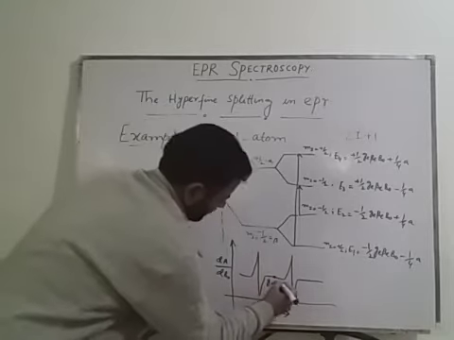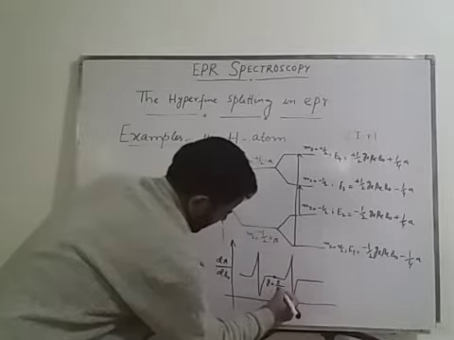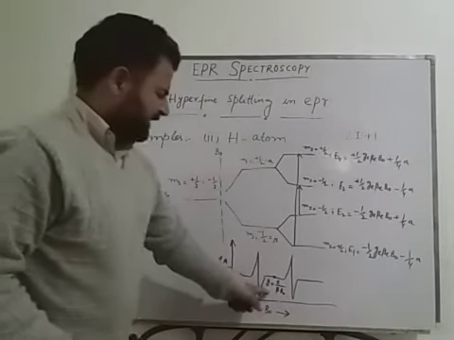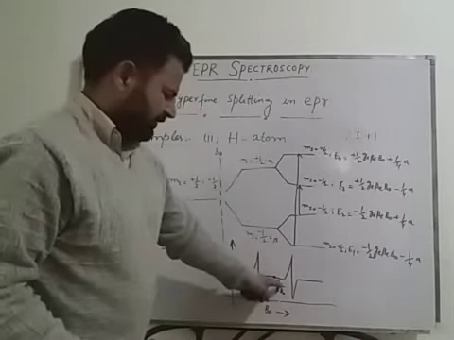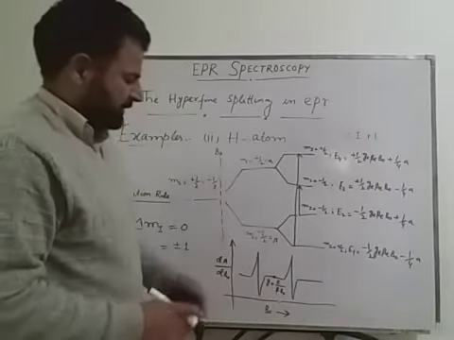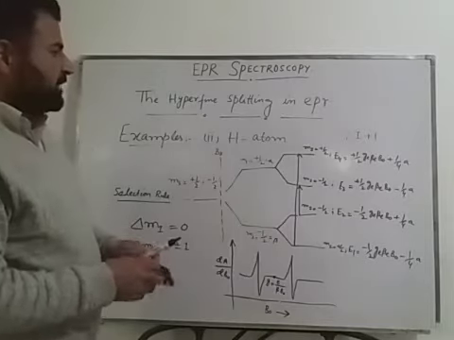It will be equal to energy divided by beta B naught. Or we can write G is equal to, for E we can write h nu, by beta B naught. It will be centered at this point. That will be given by the G value which we use in the EPR spectrum.